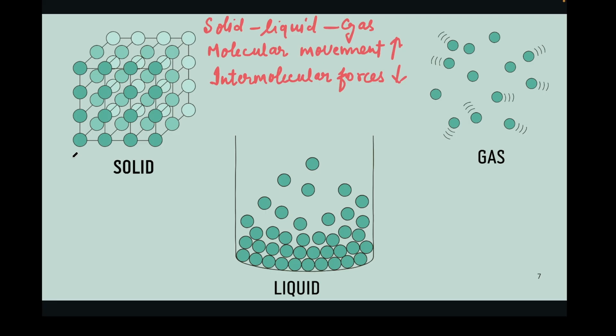keeping the volume fixed. In gases, molecules move rapidly and freely in all directions. They are far apart due to weak intermolecular forces, which allow gases to expand and fill any space or container. So, as we go from solid to liquid to gas, molecular movement increases due to decreased intermolecular forces.